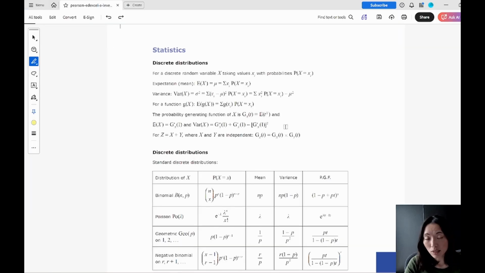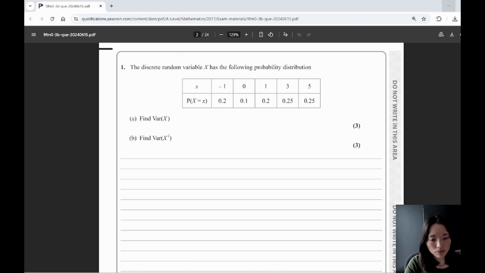But in case of any doubt, in case you've forgotten how to derive the variance of x, you can actually find that in your statistics tables. It tells us what the expectation is, and what the definition of the variance is. So that's very useful. Let's do this question together.